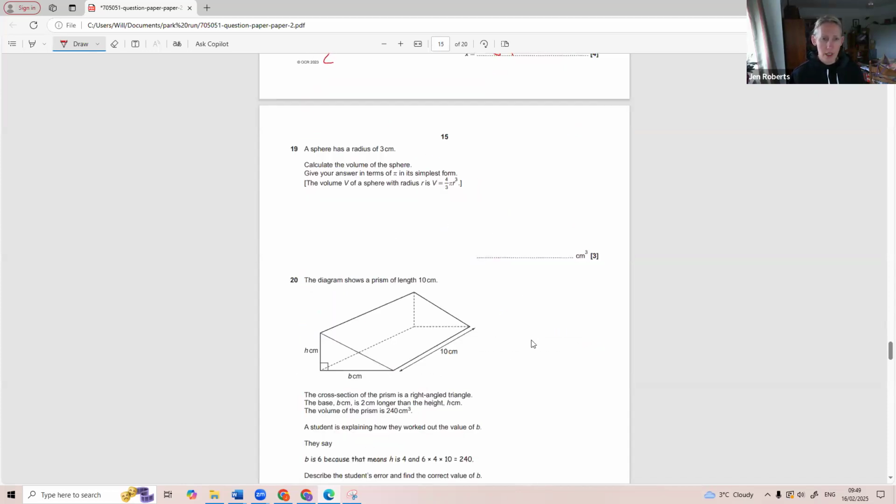A sphere has a radius of 3 centimetres. Calculate the volume of the sphere. Give your answer in terms of pi. Oh, we're given the volume of the sphere. Don't need to remember that.